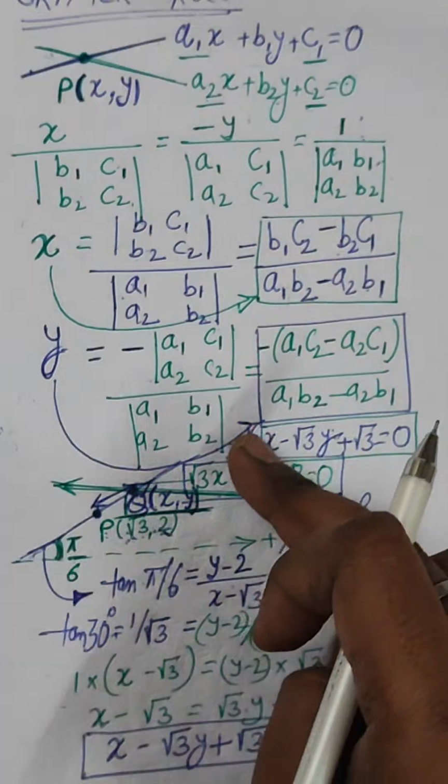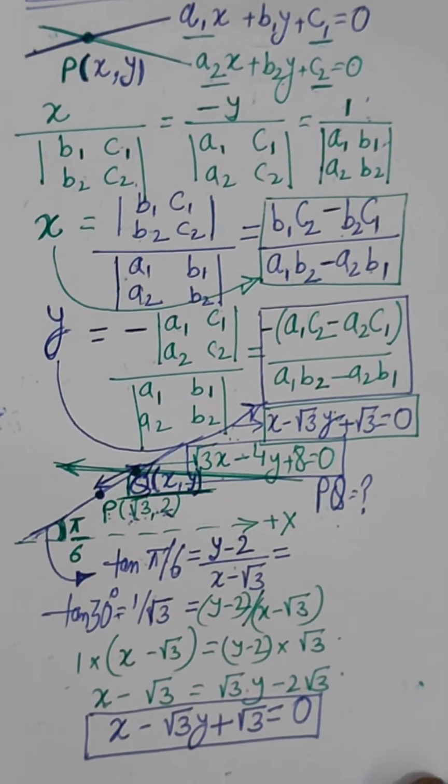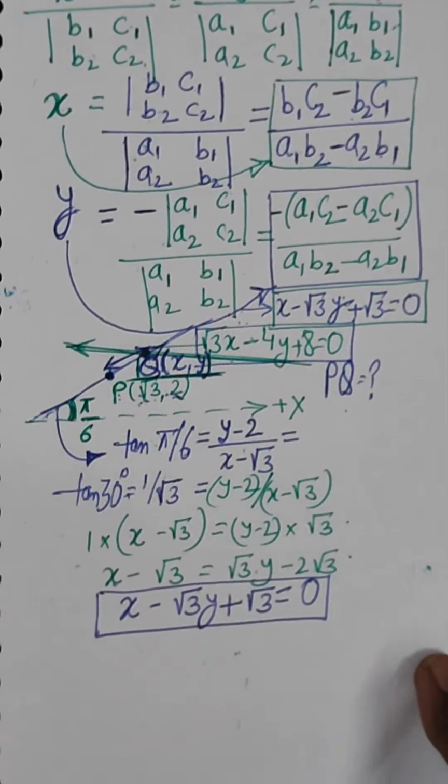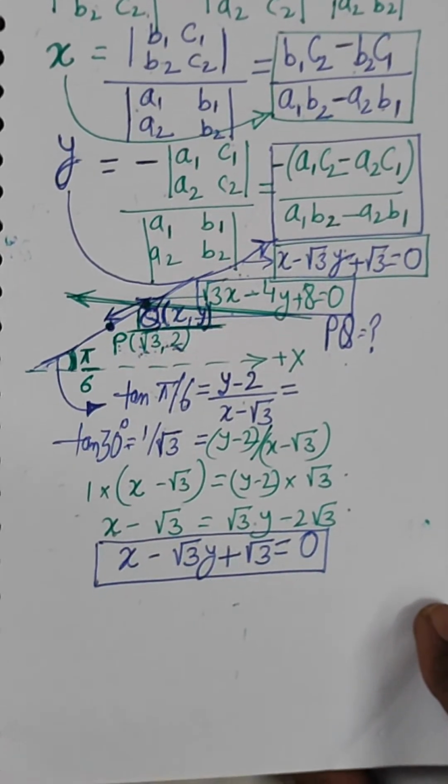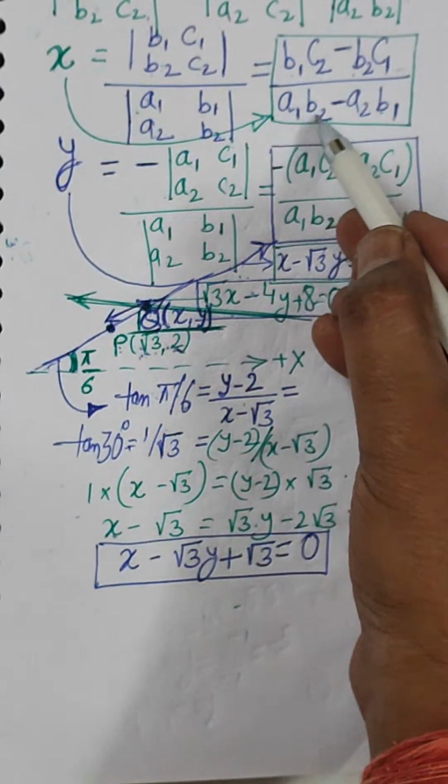So just apply Cramer's rule and find the coordinates of x and y first. So from here we can see the value of x. The value of x can be calculated as b1 c2 minus b2 c1 by a1 b2 minus a2 b1.